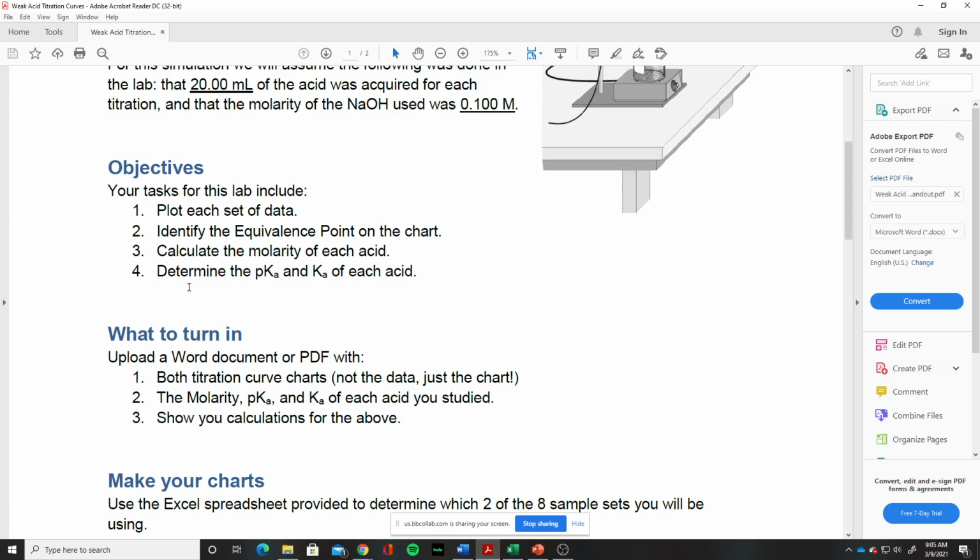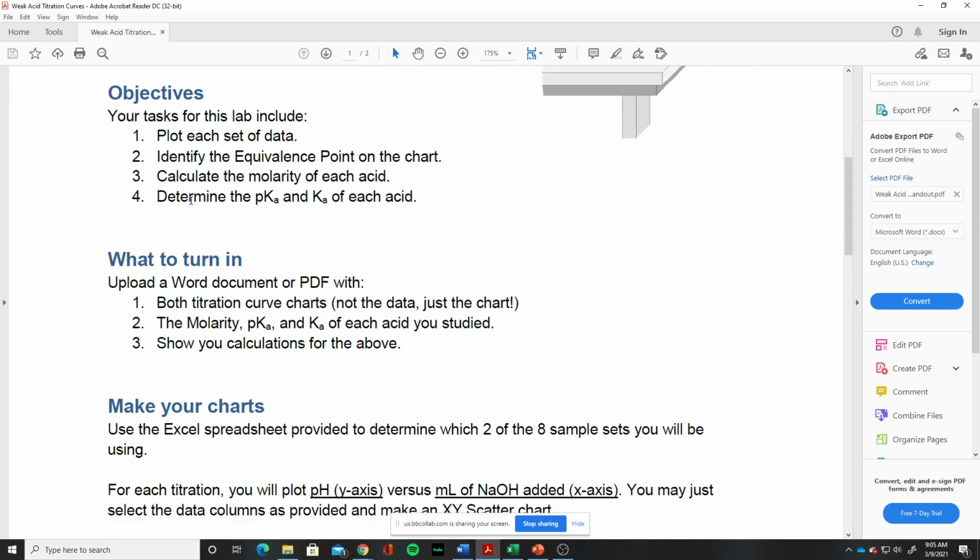And then number 4, determine the pKa and Ka of each acid. Okay. And again, that's not too terribly difficult if you know what you're looking for, if you know what you're doing. It's not too bad.